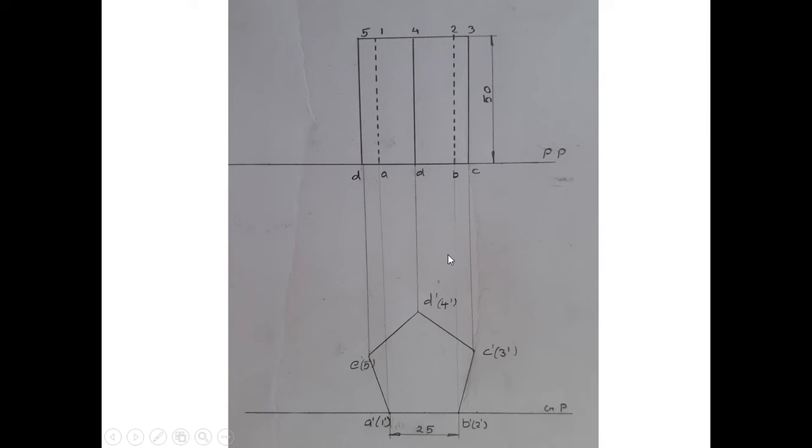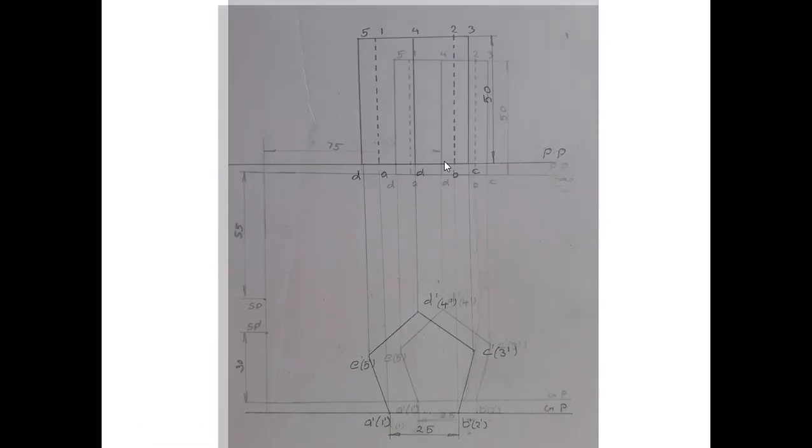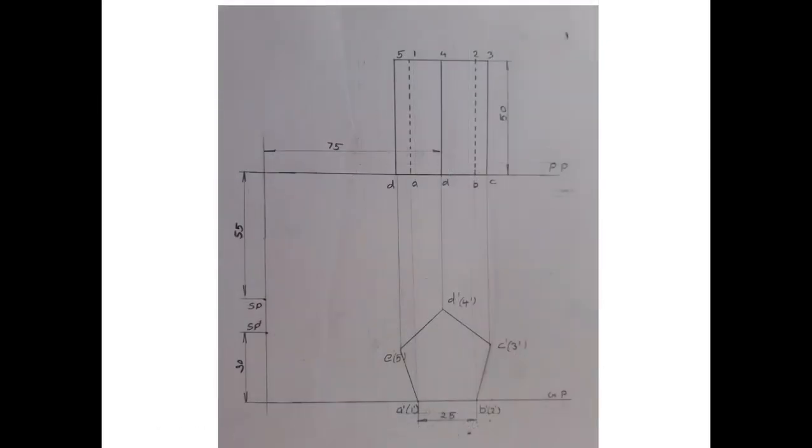Now, since one pentagonal face is touching the picture plane, you should start the pentagon from the picture plane itself. Now it is given that the station point lies in a central plane which is 75 mm to the left of the axis of the prism. You mark 75 mm from the axis like this, then you draw a line like that, then you mark the station point 55 mm in front of the picture plane like this.